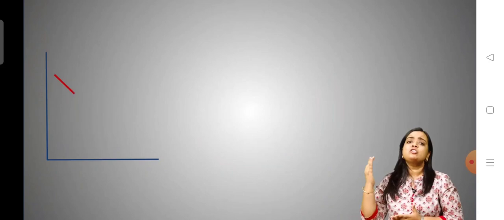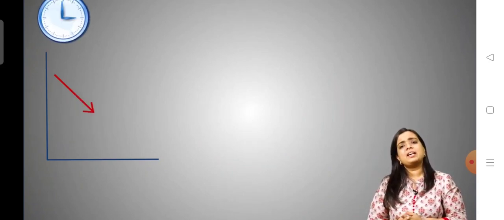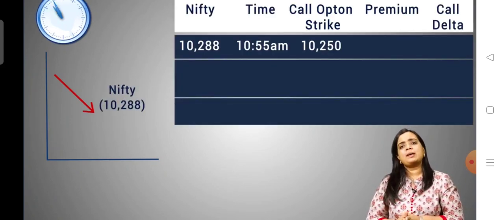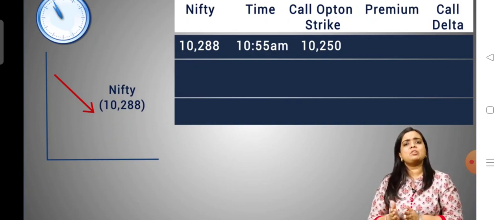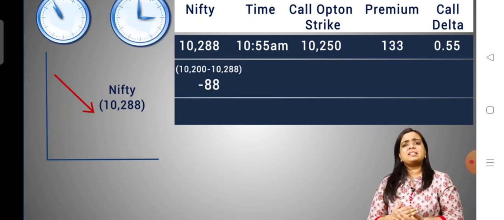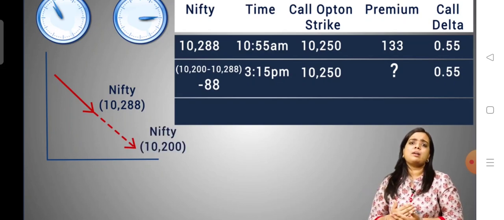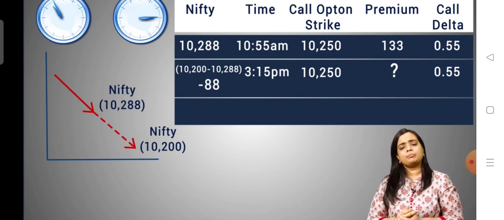Let us pick another case where one anticipates a drop in Nifty. What will happen to the premium? Nifty at 10:55 in the morning is trading at 10,288 and the option strike price is 10,250 for a call option, and the premium is trading at 133. Delta of the option is 0.55. Now in this case, Nifty at 3:15 PM in the afternoon is expected to reach 10,200. What will be the premium value at 3:15 PM?